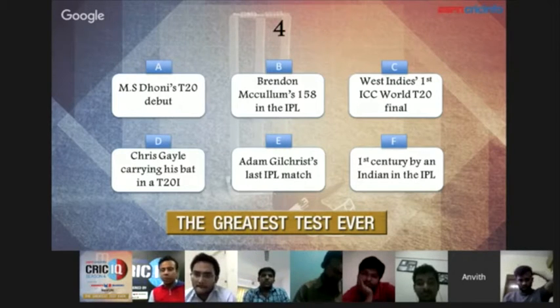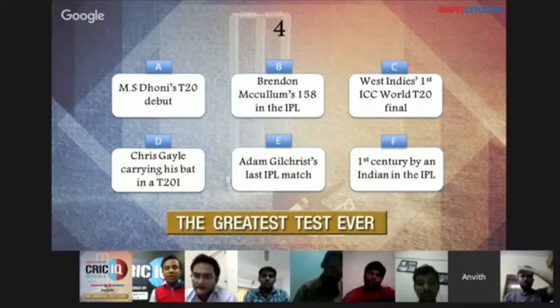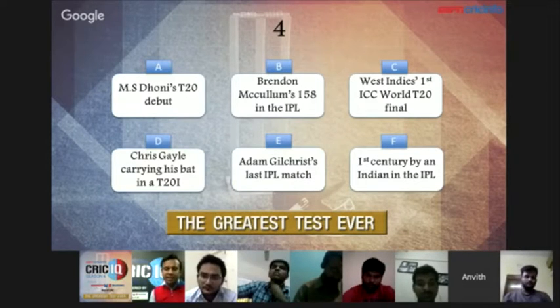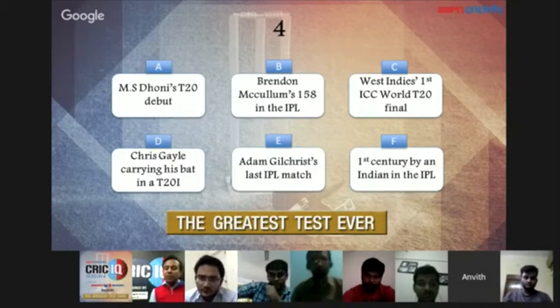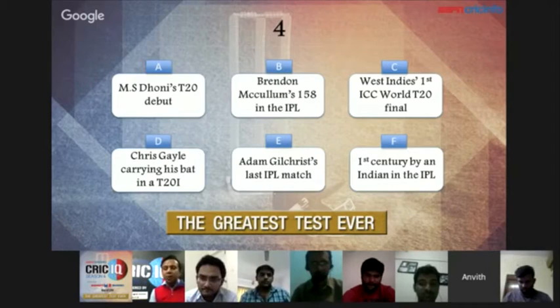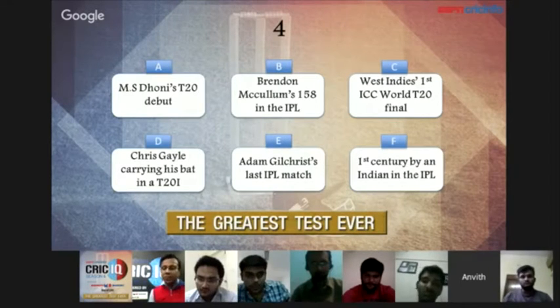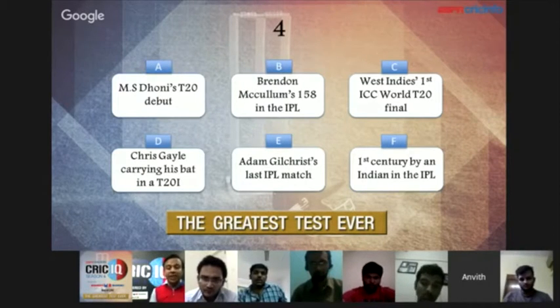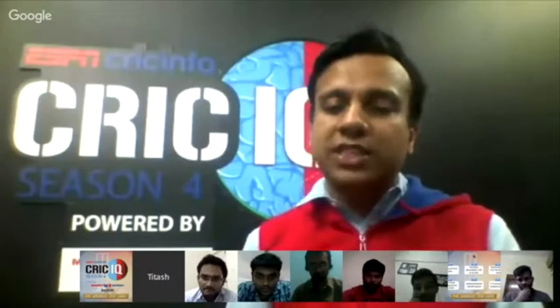Just repeating once more, the first one was MS Dhoni's T20 debut. Second was Brendan McCullum's 158 in the IPL. Third was the first century by an Indian in the IPL. Then Chris Gayle carrying his bat in a T20 international. West Indies' first ICC World T20 final. And then last, Adam Gilchrist's last IPL match, where he took a wicket on his final delivery. So you get 3 out of 6 correct, Rohit. 15 points for you.